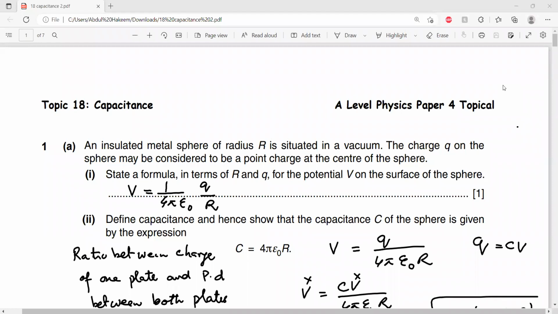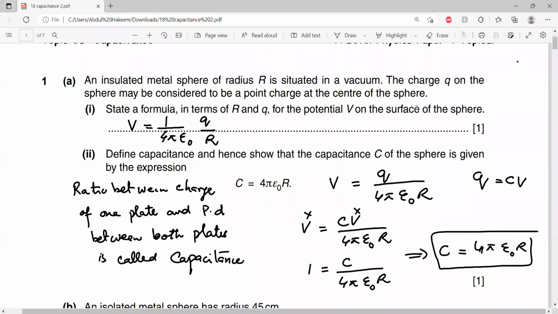So question number one is: an insulated metal sphere of radius r is situated in a vacuum. The charge q on the sphere may be considered to be a point charge at the center of the sphere. State the formula in terms of r and q for the potential V at the surface of the sphere. So in the chapter on electric field, we have done that the potential is V equal to 1 over 4 pi epsilon naught times Q divided by R, where R is the distance, but for the surface, the distance is equal to the radius. So this is the potential at the surface of the charged sphere.